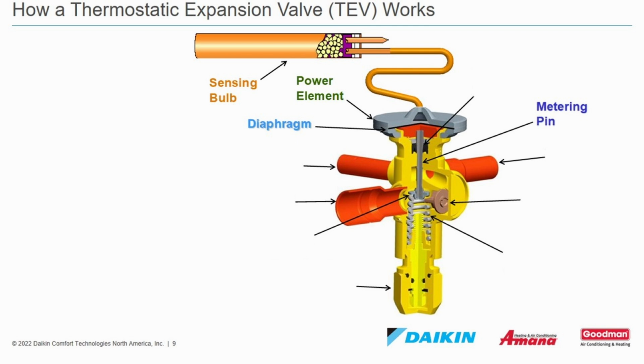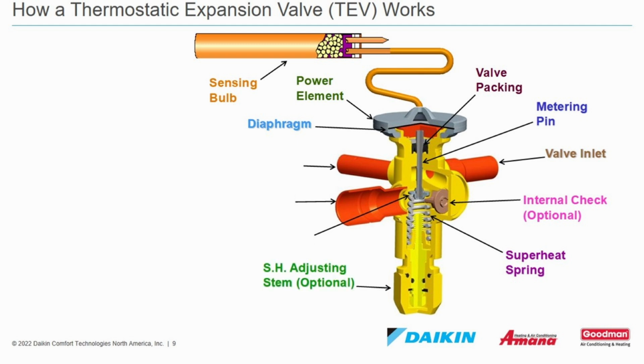When the temperature in the suction line decreases, the pressure in the sensing bulb decreases, and it releases the pressure on the diaphragm to close off the metering pin, reducing the flow of refrigerant through the coil. You'll also see the valve packing to seal the metering pin. You'll see the valve inlet, internal check device to prevent backflow that is optional, superheat spring, superheat adjusting stem, also an option, the pin carrier, the valve outlet, and an external equalizer.